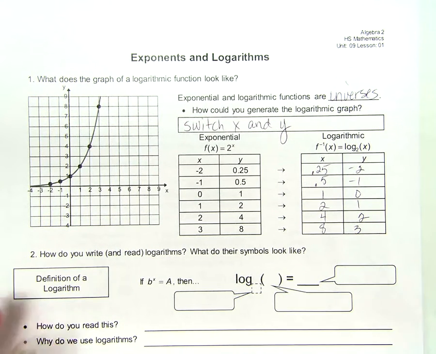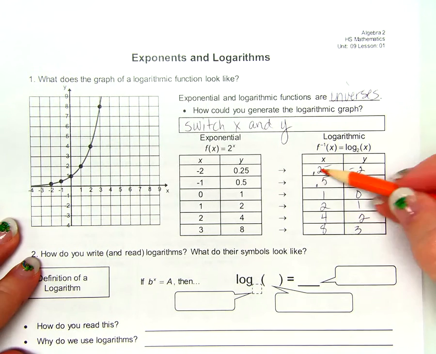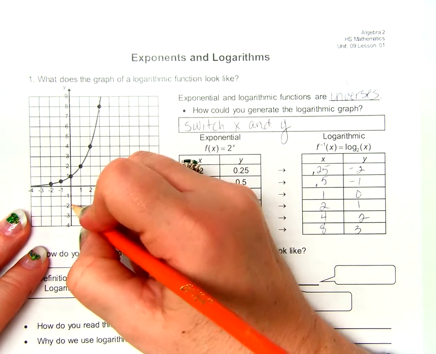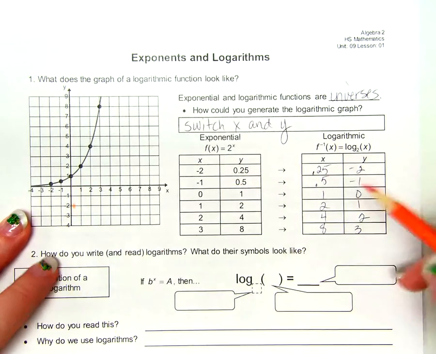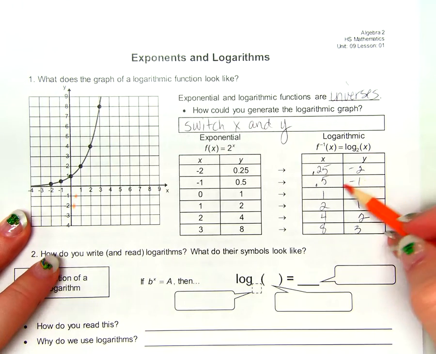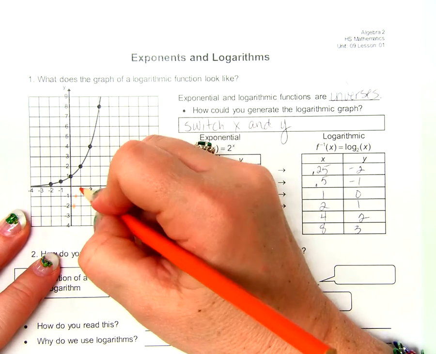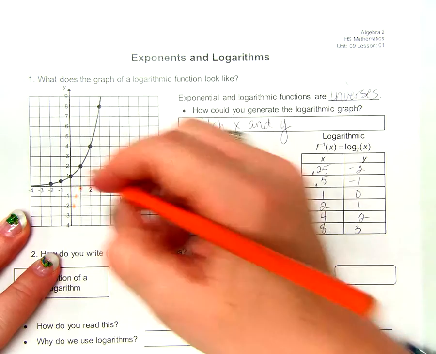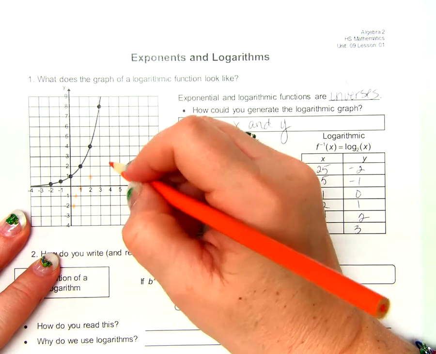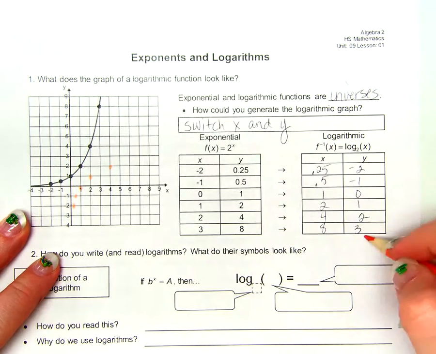We switched x and y. Now let's graph that. Let's see what this looks like. So 0.25, negative 2. 0.5, negative 1. 1, 0. 2, 1. 4, 2. 8, 3.